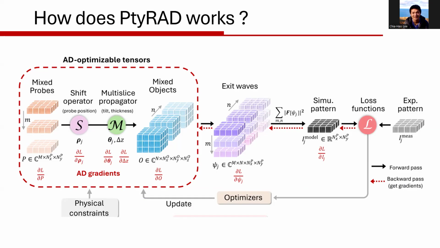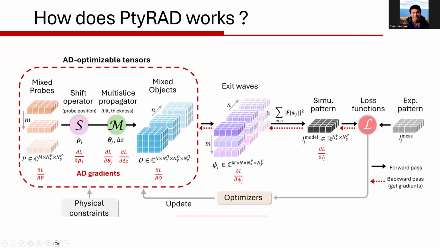This is where the magic comes in, because with automatic differentiation, we have the flexibility to incorporate a lot of parameters to optimize. For example, you can optimize the local object tilt, and you can also optimize the layer thickness using this automatic differentiation approach, which was not possible previously in other conventional iterative ptychographic reconstruction methods.